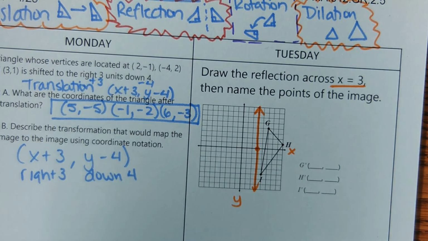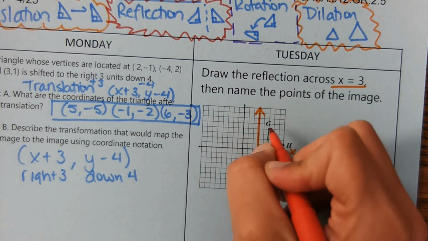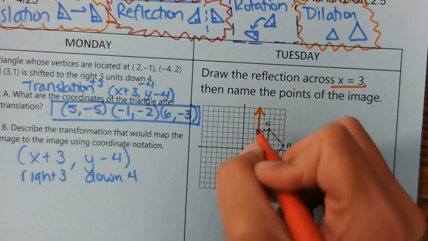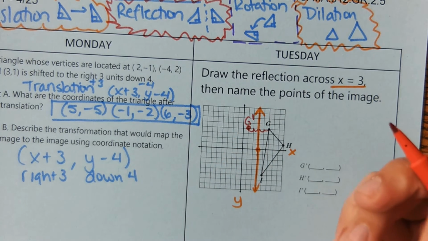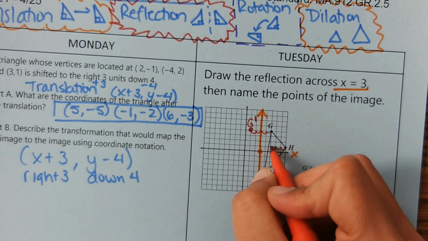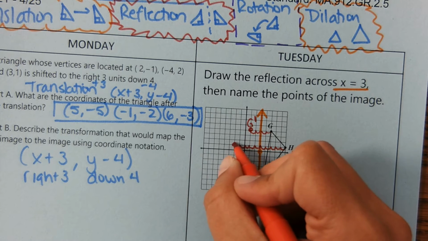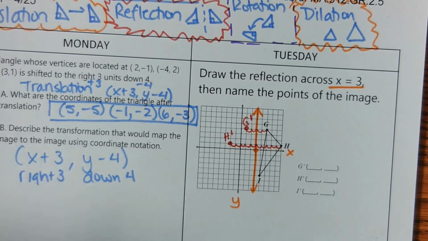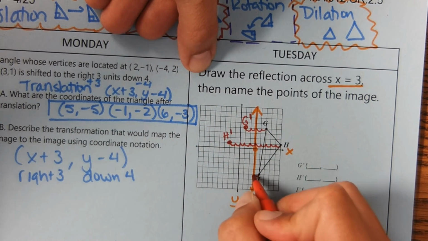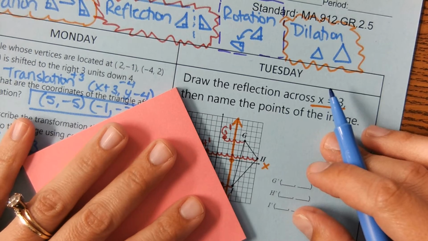Okay, and then from here we need to reflect the shape, but what we're really doing is just reflecting each point the same distance from this line. So point G is 2 units away, 1, 2, so we just put it 2 units away on the other side and label it G prime. And so for H, 1, 2, 3, 4, 5. And so 1, 2, 3, 4, 5. And then here is H prime. And then I is just 1 unit away, so we put it 1 unit on the other side, I prime. And then we can connect the dots to make our new reflected shape.